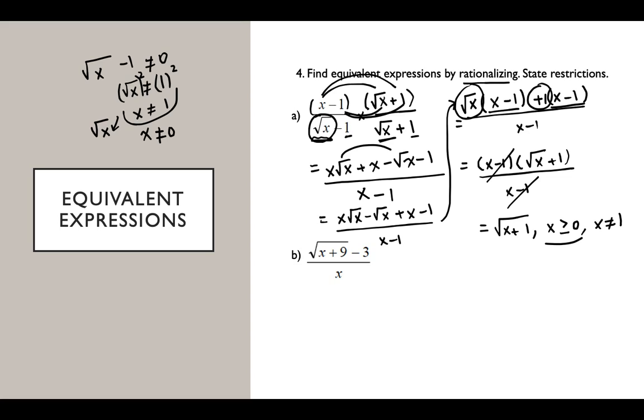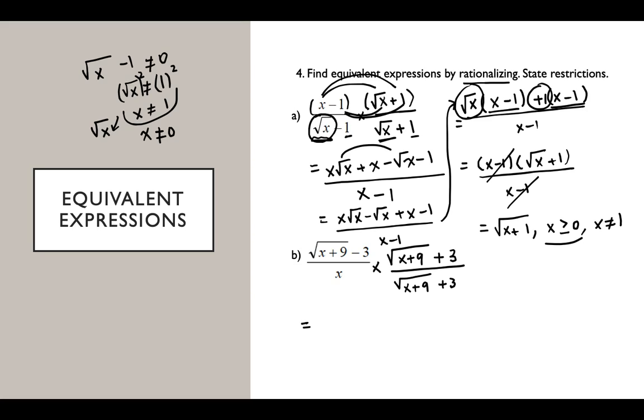Okay, the next one is 1 over square root of x plus 9 minus 3. So in this case, we have to rationalize the denominator. So I'm going to multiply, again, it's an expression, so square root x plus 9, same number but opposite sign, plus 3. So whatever you do to the top, you've got to do to the bottom. So square root of x plus 9 plus 3.